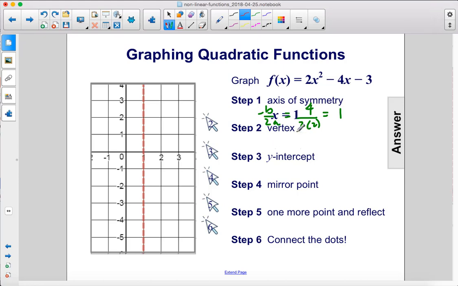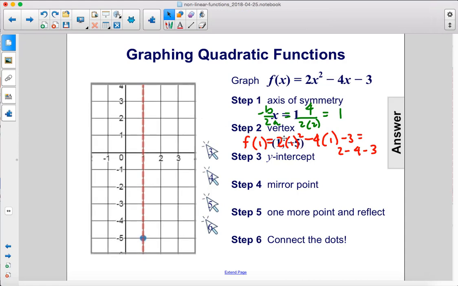Next, we want the vertex, so we plug 1 into the function. So f of 1 equals 2 times 1 squared minus 4 times 1 minus 3, which equals 2 minus 4 minus 3, which gives us 1, negative 5. So we draw that point there.